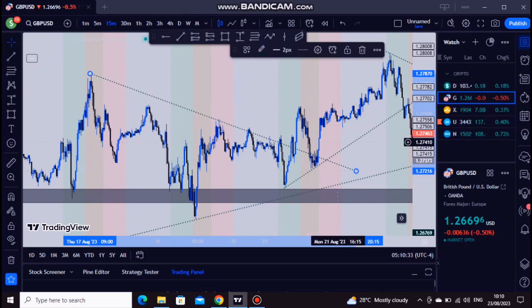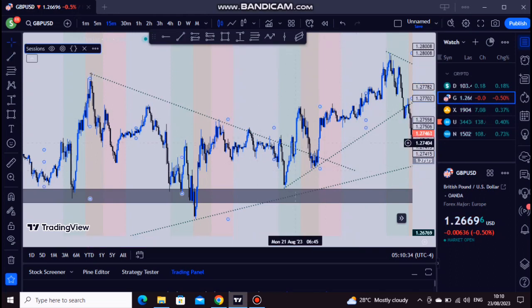Look at what happened immediately. A breakout, a retest. You see that engulfing pattern formed and left a wick down. What happened? Where do you target?